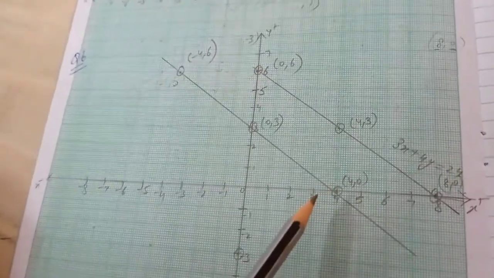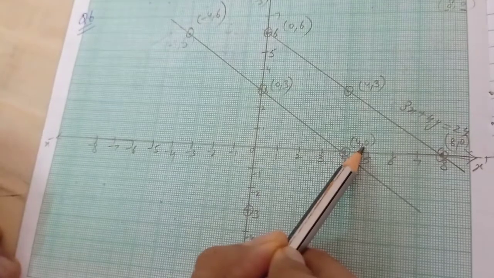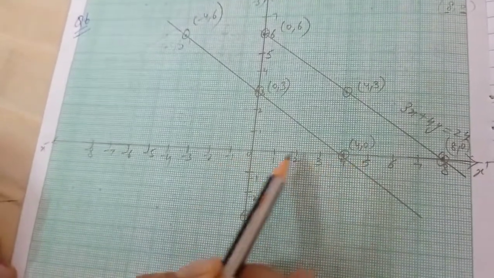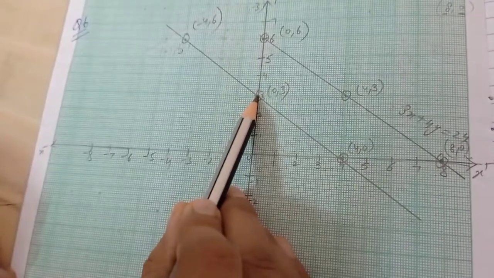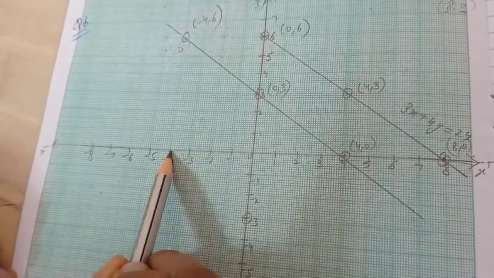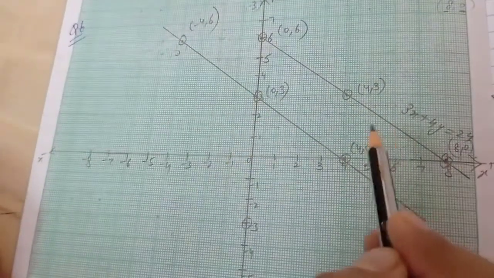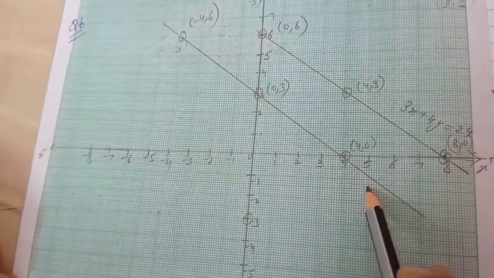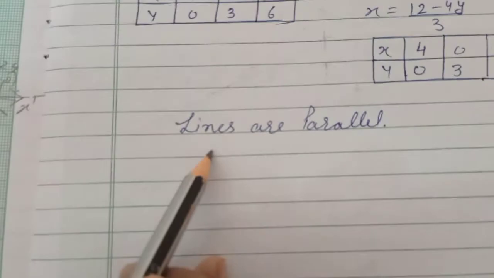Clear? Now another equation, coordinates are 4 of x and 0. The y coordinate is 0, the point is lying on the x axis. Another coordinate 0 and 3, it's here. Then minus 4 and 6, it's over here. Now join this. You can see both the lines are parallel to each other. So you have to write over here that the lines are parallel.